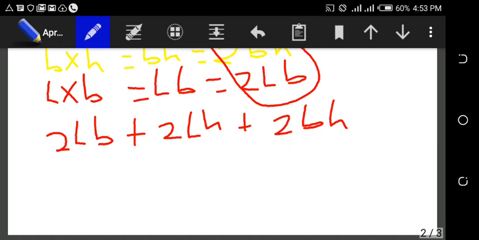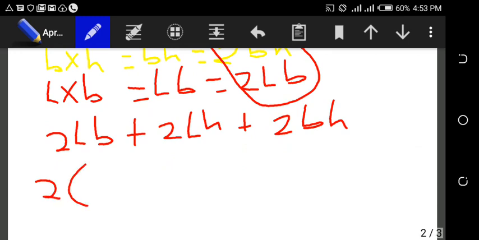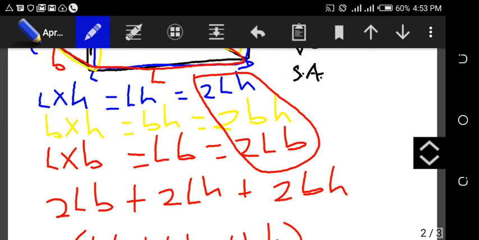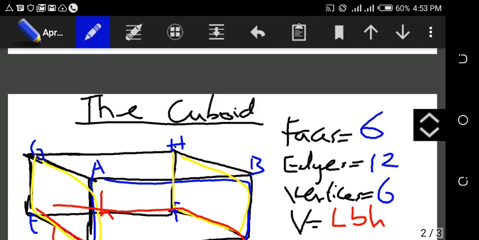Or the shortened, abridged version of it, because 2 is common to all the terms, so we have 2 into bracket LB plus LH plus BH, where L stands for the length, B stands for the breadth, and H stands for the height. So once you get the values of your length, the breadth, and the height, plug them into the formula. When you're done, you put your square unit for area, whether cm square or meter square.